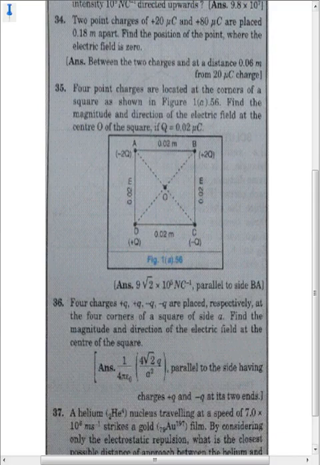Then in the 34th one, we have 2 point charges, 20 and 80 microcoulomb, both positive, separated by a distance of 0.18 meters, and we need the position of the point where the electric field is going to be 0. This is exactly in the same line as the question that we have tried earlier, probably the 28th or 29th one. So let's see what we have over here.